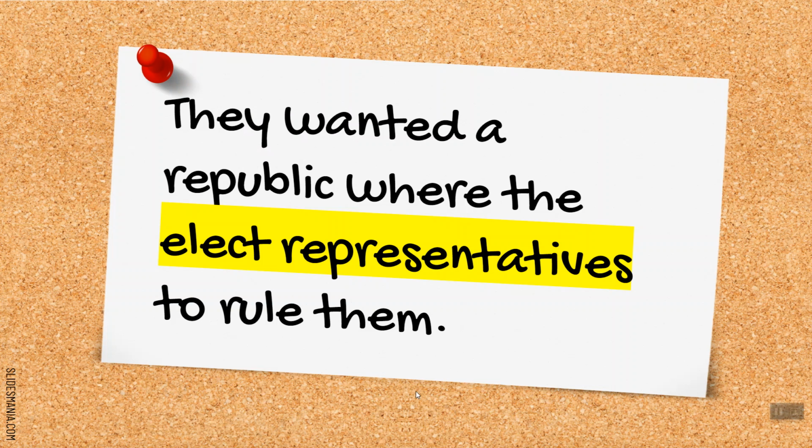So what they really wanted is a republic where they elect representatives to rule them. So they elect governors. Eventually they'll elect a president, and that's what we still do today.